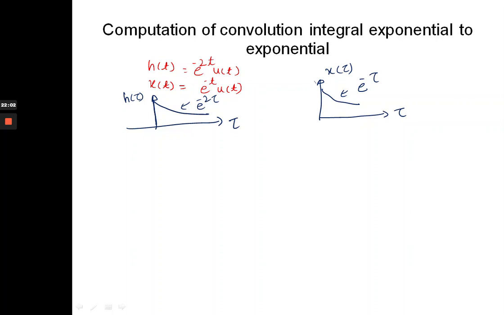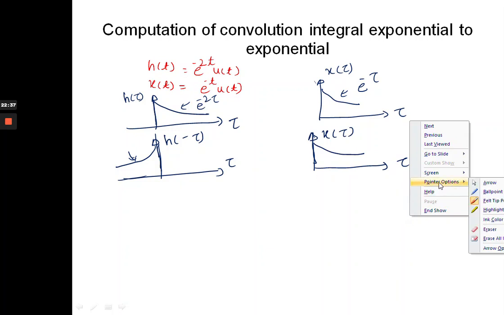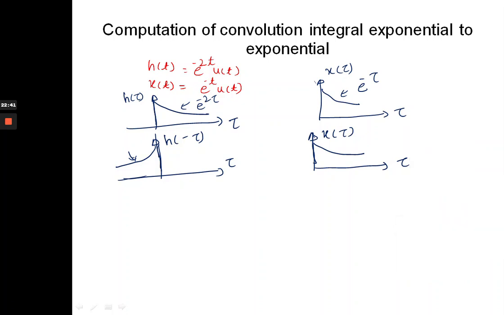Now fold any one signal. If we fold the first signal, h of t, then the folded signal is like this: h of minus tau on this side, and this signal x of tau, the exponential signal, stays as it is. Then we will shift this signal along the tau axis. Here t is changing, and this one is t.